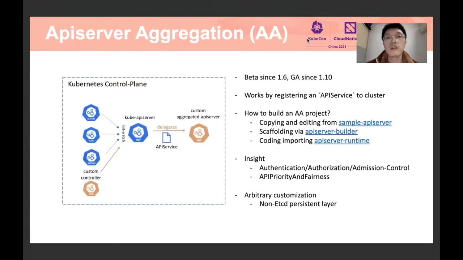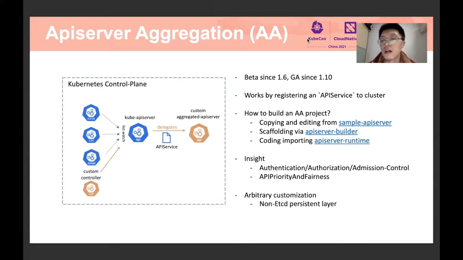AA is actually the acronym of API server aggregation, and it's an API that was beta in 1.6 and graduated into GA since 1.10. From the perspective of a user, the AA works by registering one resource named API service into the Kubernetes cluster. In the spec of API service, you can specify the endpoints of the AA server instances, or you can just pass in a reference of the service. Then the Kubernetes cluster will automatically resolve the endpoints for you.